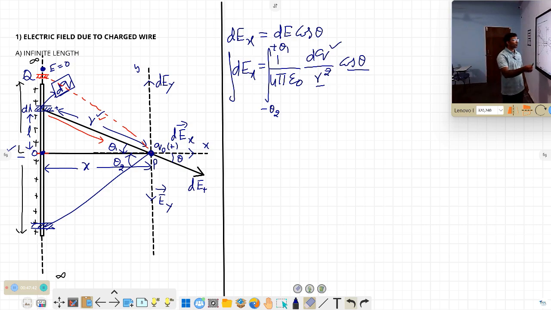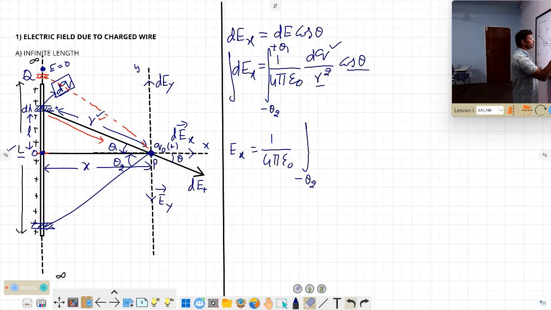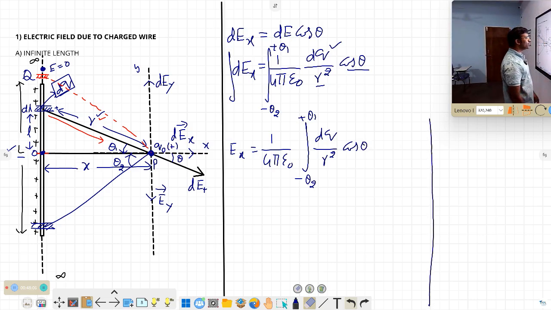So in this case, before that, what I said, first integral dx equal to take it as Ex, and keep the constant outside, because constant not having integrations, 1 by 4 pi epsilon naught is a constant. Now remaining is integral minus theta 2 to plus theta 1, and that is dq by r square into cos theta. Now our part of understanding is what is dq, what is r, that conversions we need to understand.